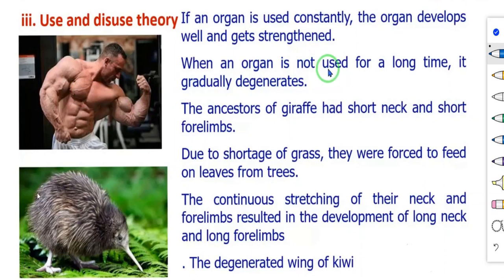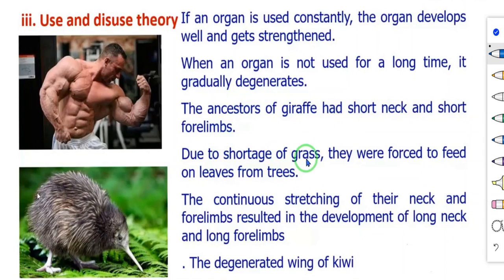When an organ is not used for a long time, it gradually degenerates. Example, kiwi bird. Once upon a time, this kiwi bird was not using its wings. Because of that, the wings gradually degenerated. The ancestors of giraffe had a short neck and short forelimbs.